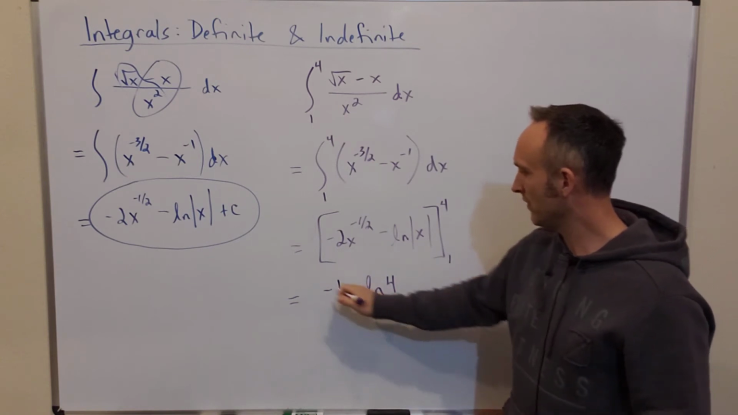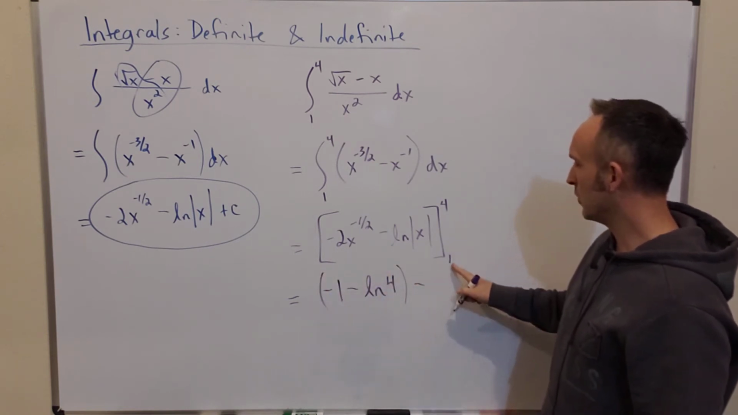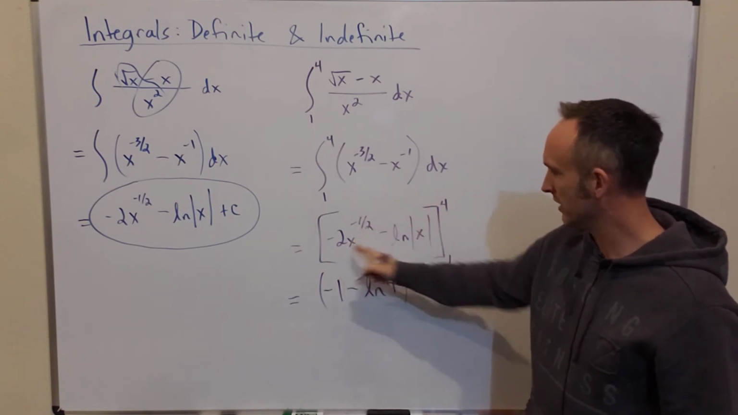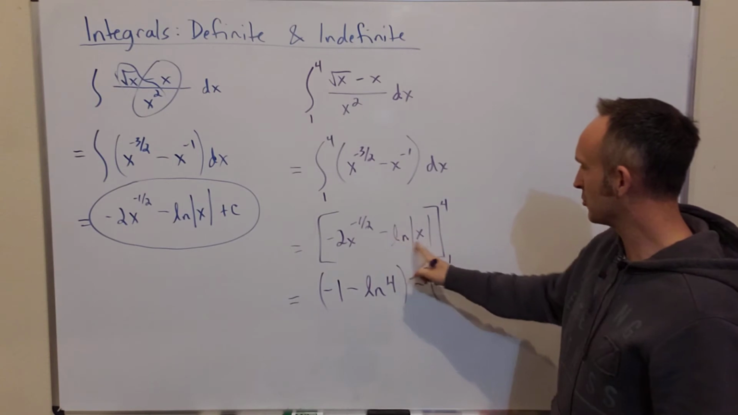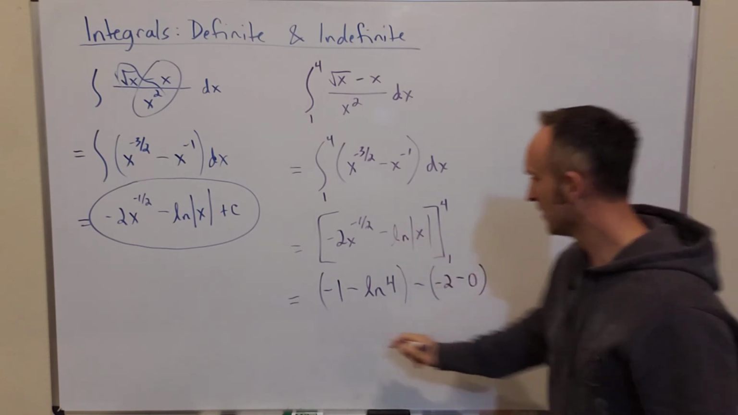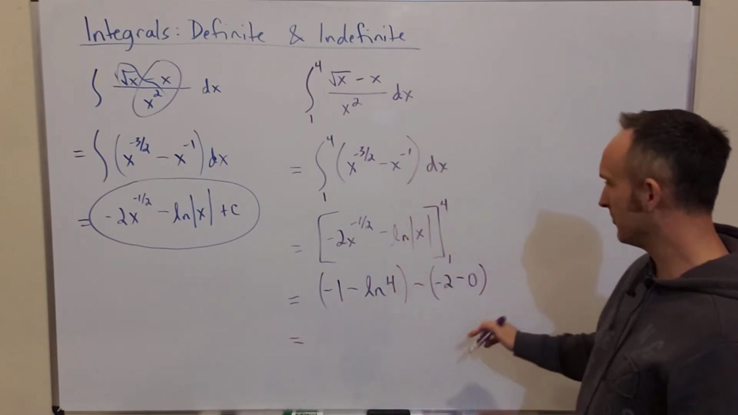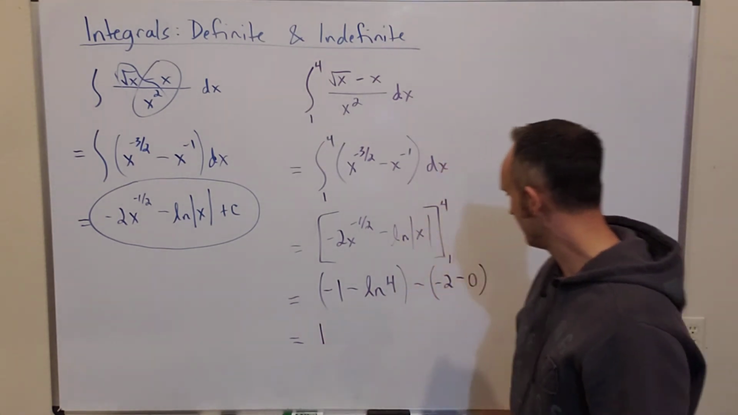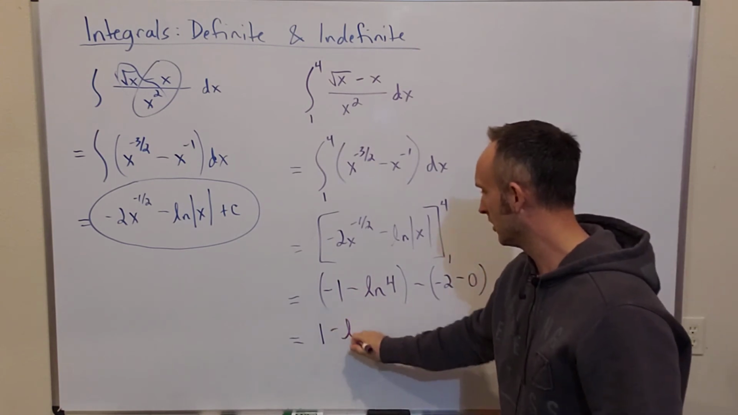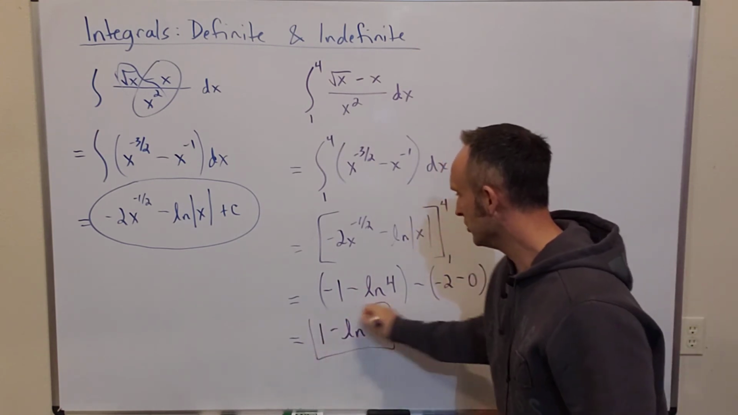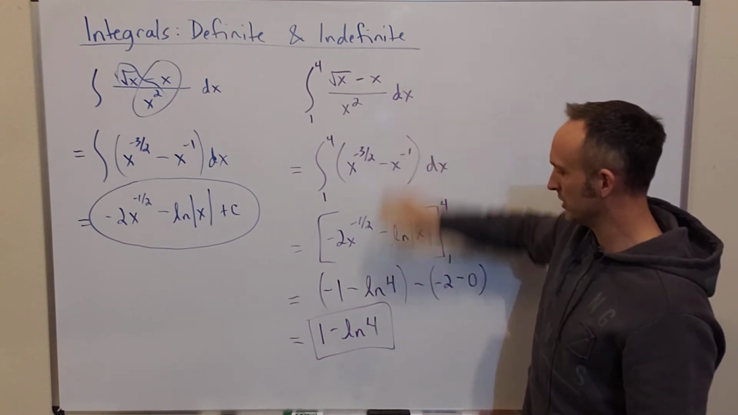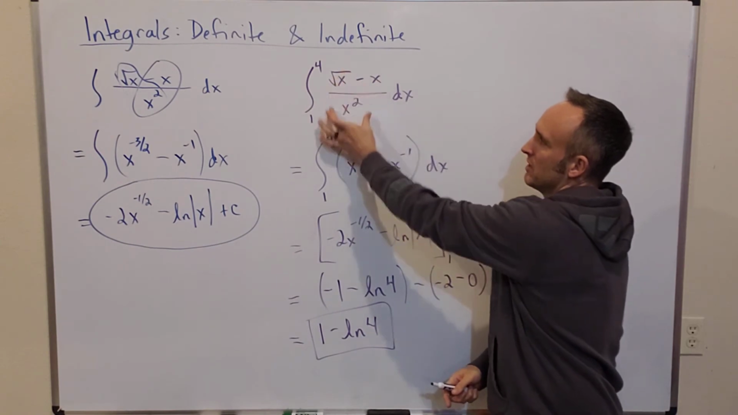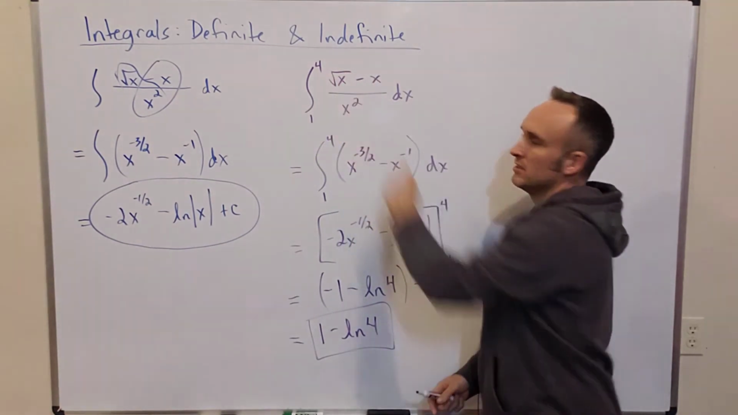So I need to take all of that minus what I get when I plug in 1. So 1 to the negative 1/2 is 1, so I get negative 2, minus the natural log of 1 is 0. And so when I simplify all of this down, I get negative 1 plus 2, which is positive 1, minus the natural log of 4. And so you can see that the output of this definite integral gives me this number. And this number represents the area under this curve from 1 to 4.